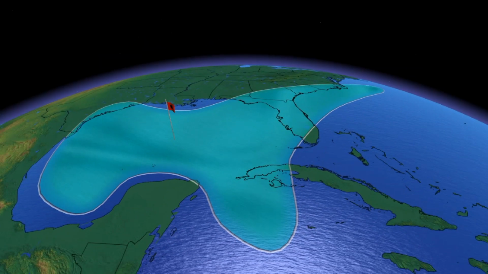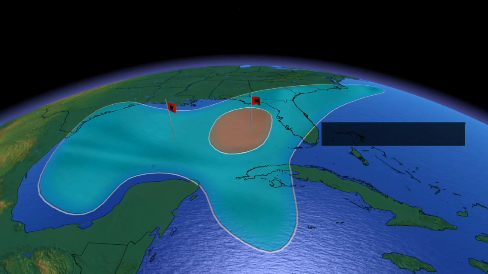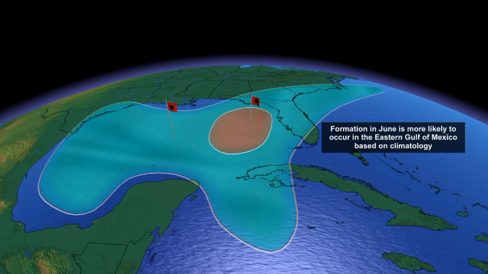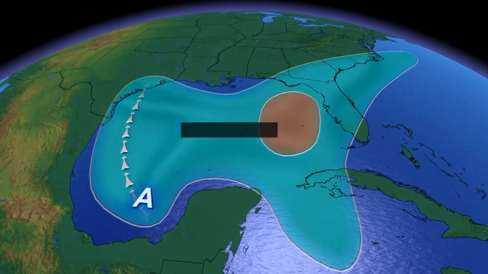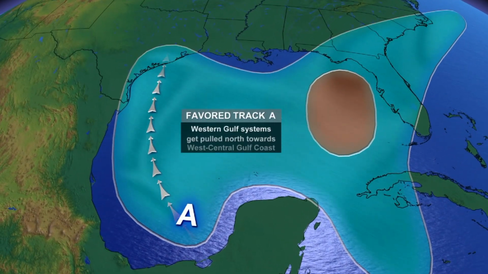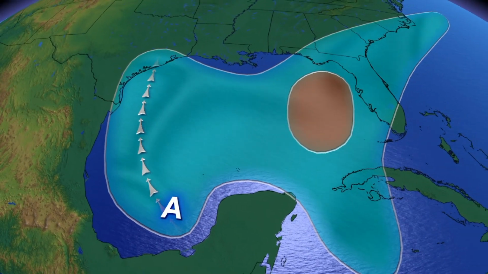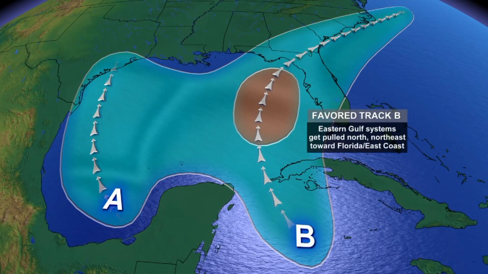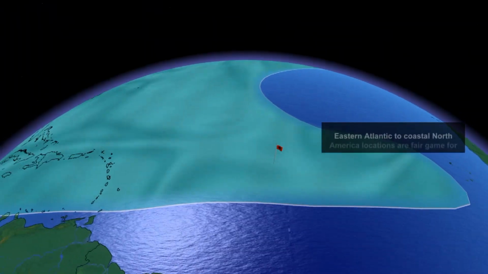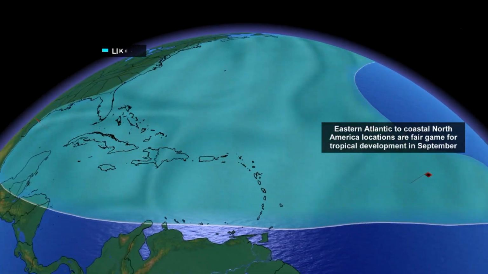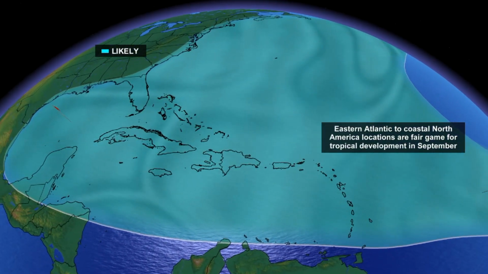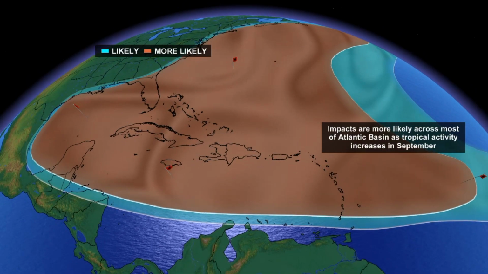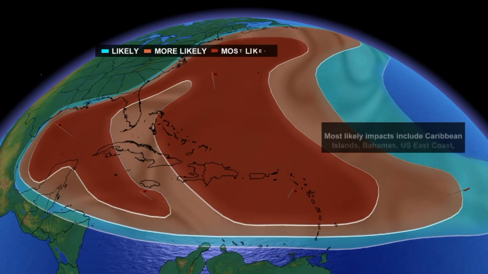Development of tropical storms and hurricanes will vary by location depending on the time of the season. Early on in June, the Gulf of Mexico has the best chance of seeing storms form. Most likely tracks go into Texas and even into Florida and the southeast United States. Later in the season, everything changes. The Atlantic Basin heats up with activity. The most likely areas to see a landfalling tropical system include the Caribbean islands, the Bahamas, the U.S. East Coast, and even the Gulf Coast.